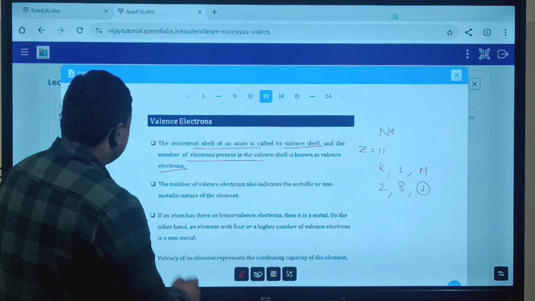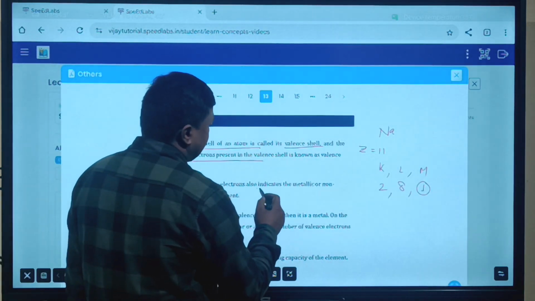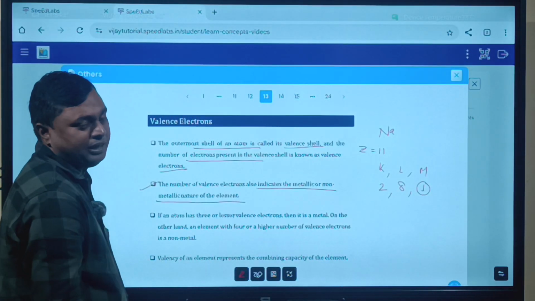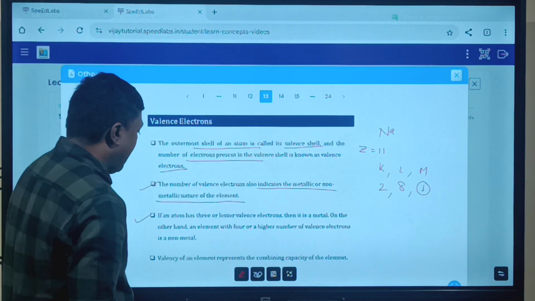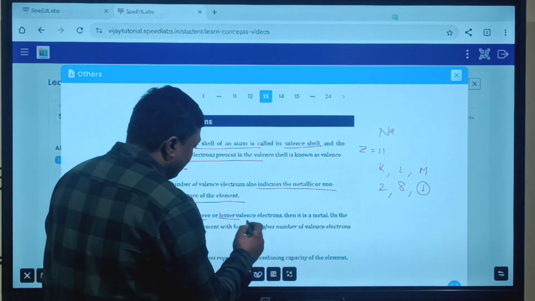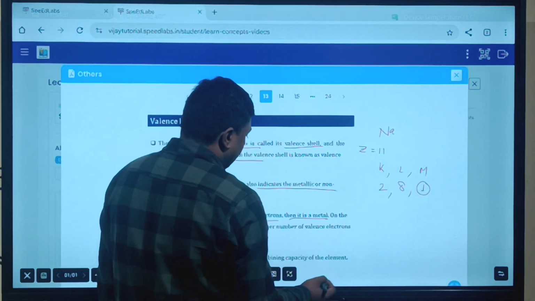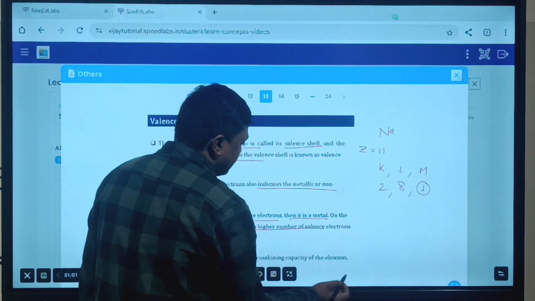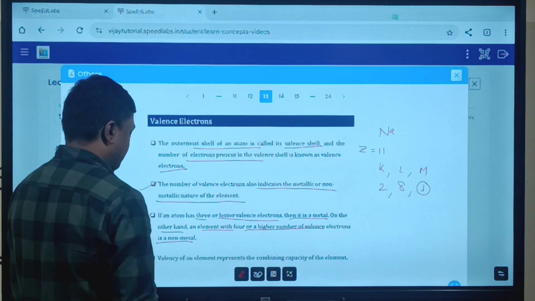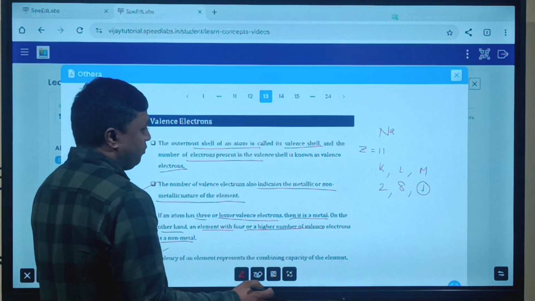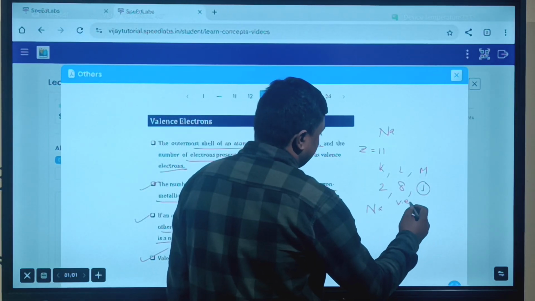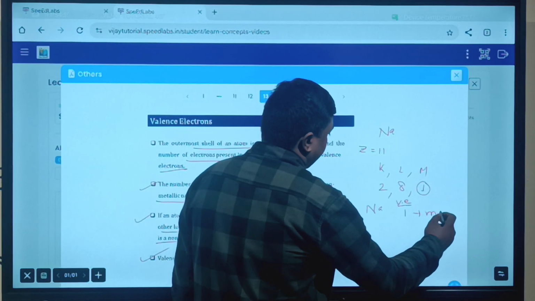Is it clear? The number of valence electrons indicates the metallic or non-metallic nature of the elements. If an atom has 3 or fewer valence electrons, then it is a metal. On the other hand, an element with 4 or more valence electrons is a non-metal. For example, children, sodium's valence electron is how much? Valence electron is 1, so it belongs to metals.